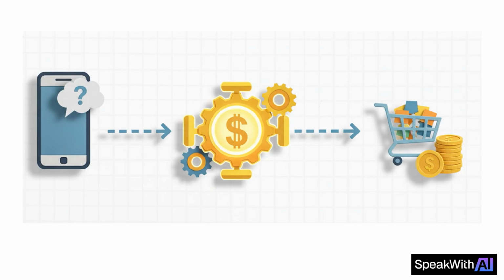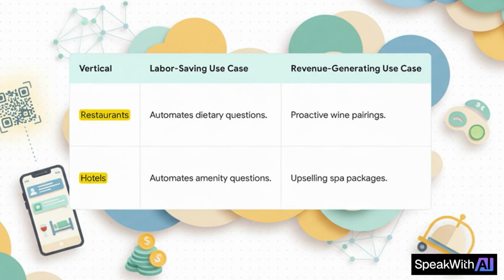And then there's engine number two, the revenue generation engine. This is pure growth. This AI is your perfect salesperson. It works 24/7. It never has a bad day, and it never ever forgets to make a smart contextual upsell. It turns simple questions into moments that make you money. And here's what that dual impact looks like in the real world.